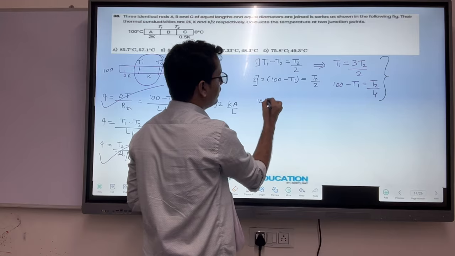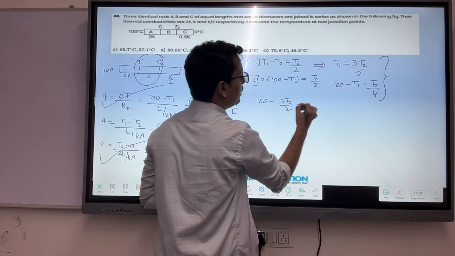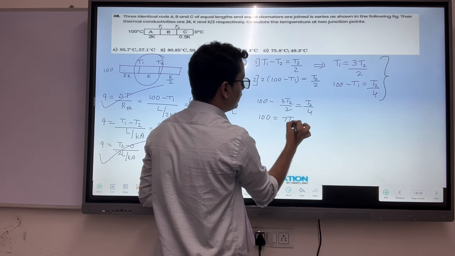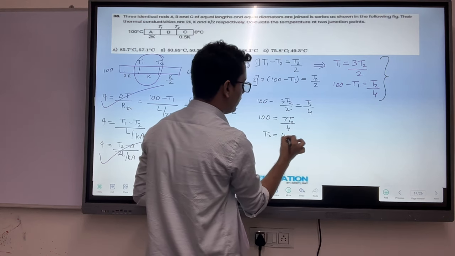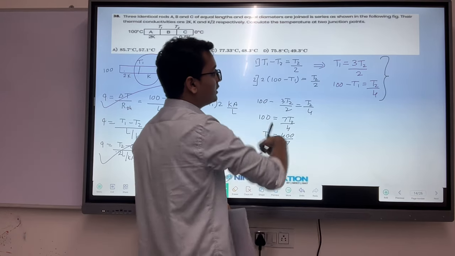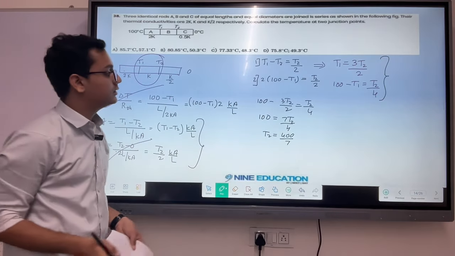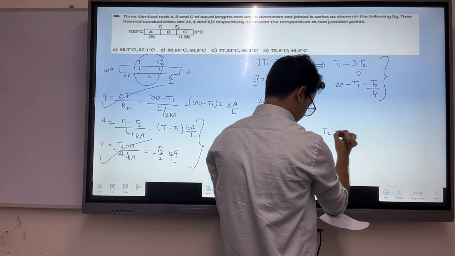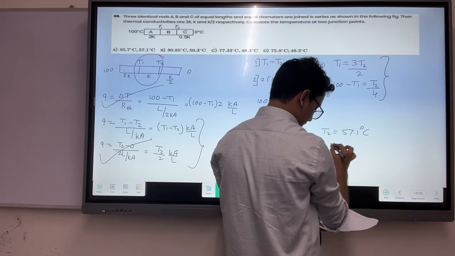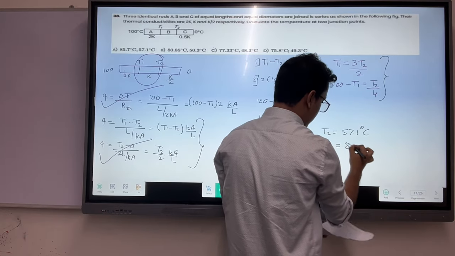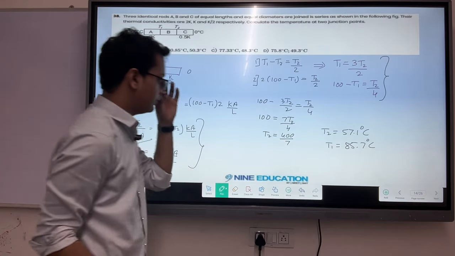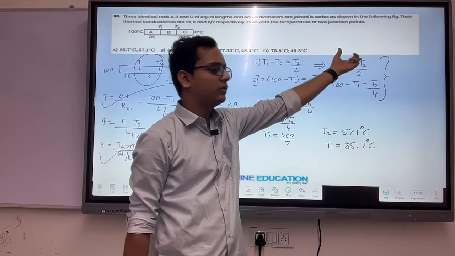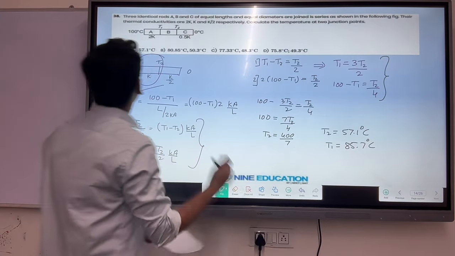T1 if you substitute over here, you are going to get 100 minus 3 T2 by 2 equal to T2 by 4. 100 is equal to 7 T2 by 4. So T2 is 400 by 7. Substitute this value over here, you will get T1 and T2 values. So if I simplify this, I am going to get T2 as 57.1 degrees Celsius and T1 as 85.7 degrees Celsius. Okay, clear? Just substitute this over here, you will get the T1 value, right. I think option number A.